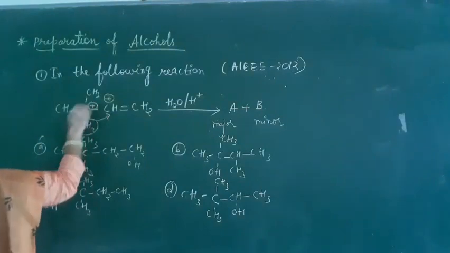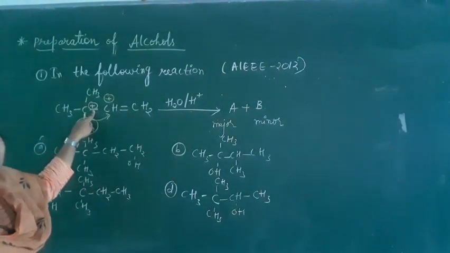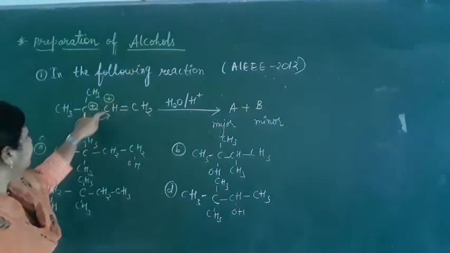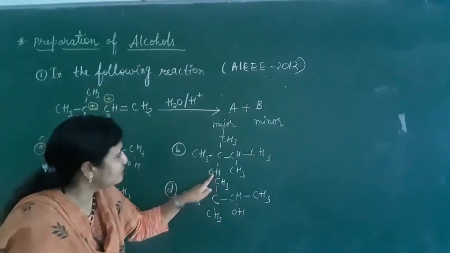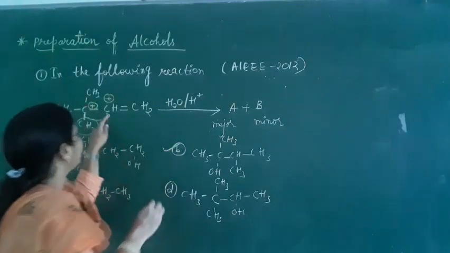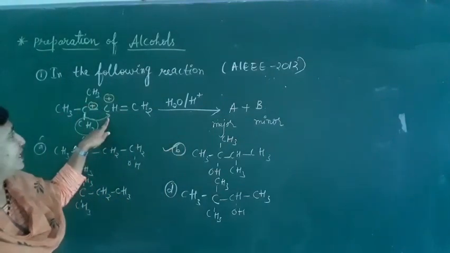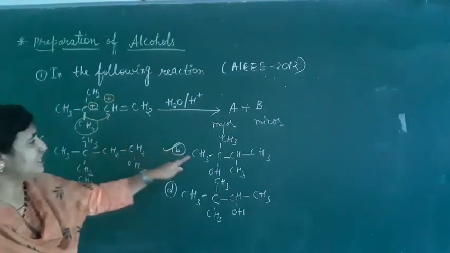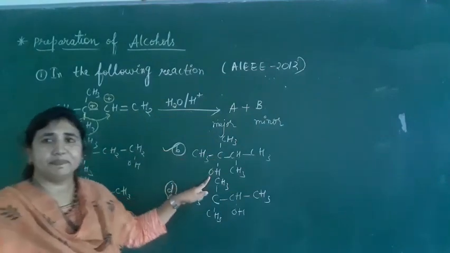That means here we will get a C plus, and the OH will attack here. So this OH should come here. So option B is the correct option. This is a methyl shift reaction. By using the methyl shift reaction, the answer will be this one. Got it?